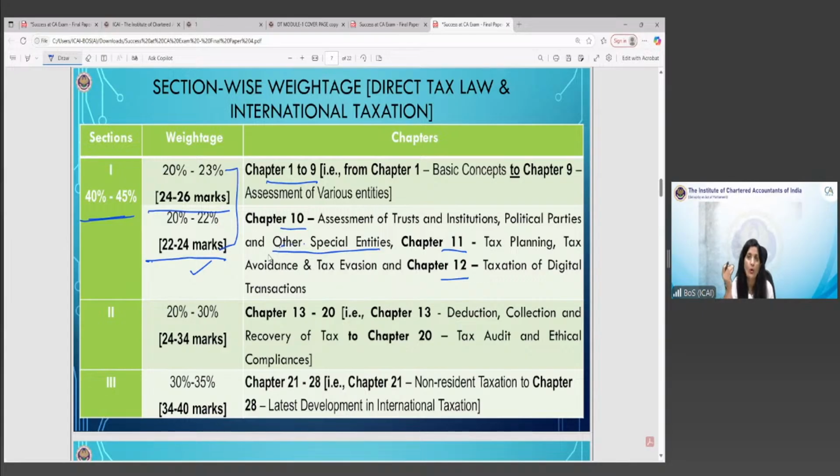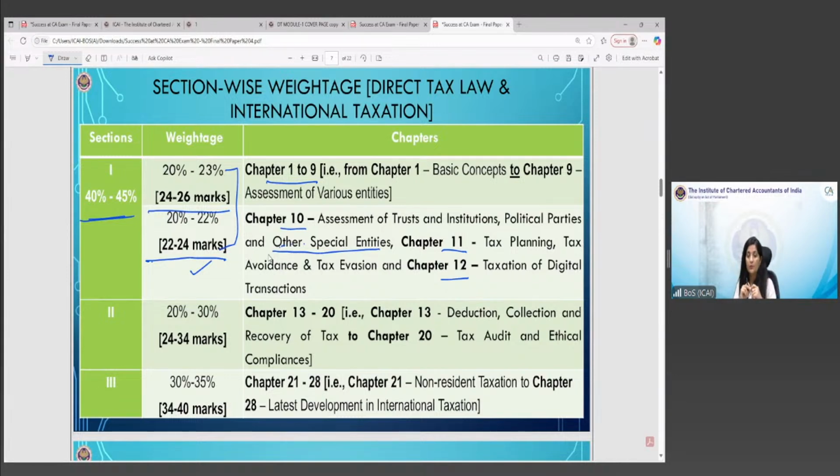Whatever questions are given in your study material, do practice all the questions. One important thing here is do not just read the questions, please try to solve them. Even if you are revising, you have to solve them. Suppose today I have picked up my assessment of various entities. If Saransh is also available.